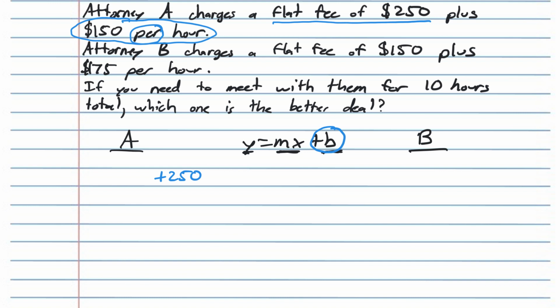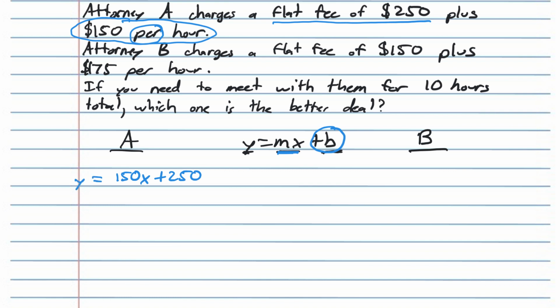And it can be for 1 hour versus 2 hours versus 3 hours versus 10 hours. It changes based on the amount of time. So that's the MX portion. So that's what's going here. So we know it's 150 per hour. So we know it's going to be 150x. And again, the total amount, we don't really know the answer yet. That's why we're going to leave it as y equals.